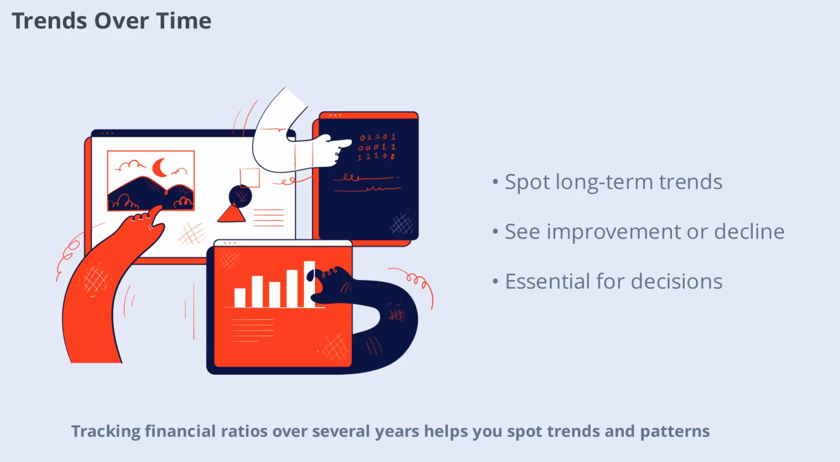Tracking financial ratios over several years helps you spot trends and patterns. Is profitability improving? Is debt increasing? By looking at ratios over time, you can see if a company is getting stronger or facing challenges. This long-term view is crucial for making smart decisions.